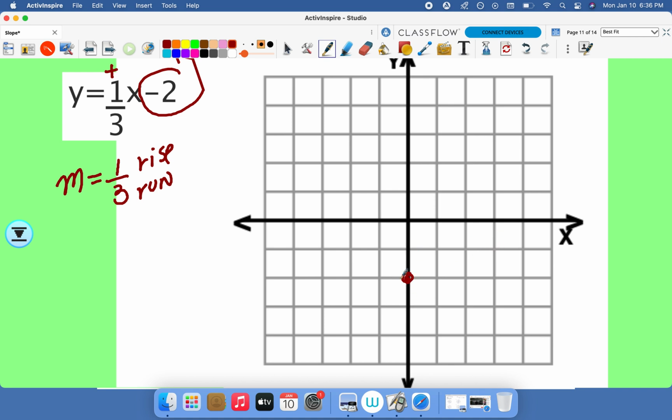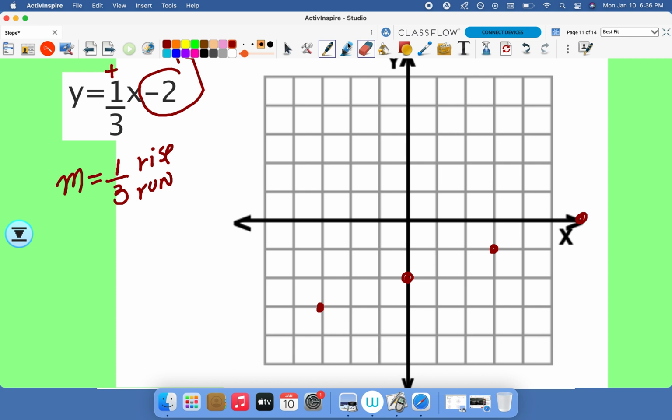So to get to my next point, I will go 1 up and 3 to the right. 1 up, rise 1, and 3 to the right. Run 3 to the right. Go 1 up and 3 to the right. Going backwards, if I want a point on that side, it's going to be 1 down and 3 to the left. Just go backwards, right?